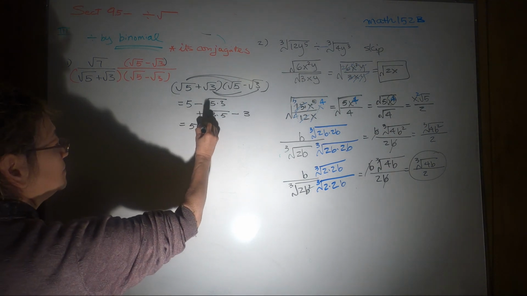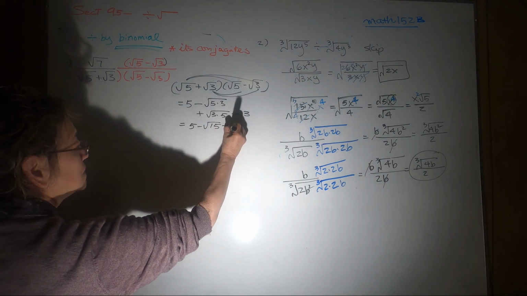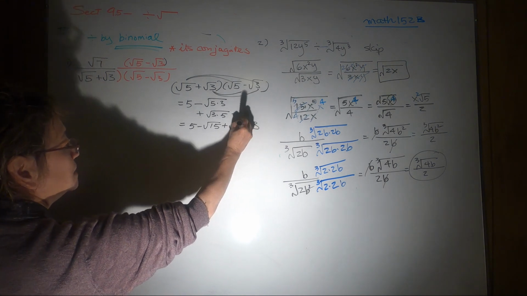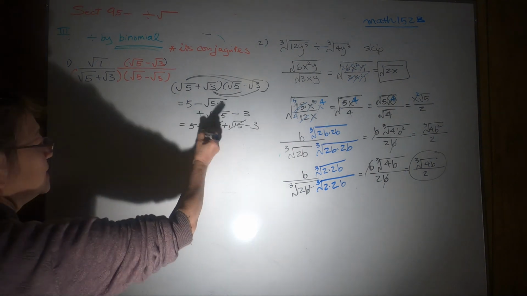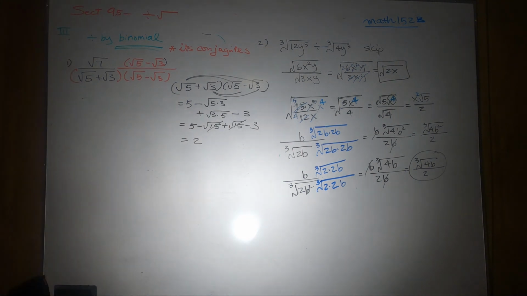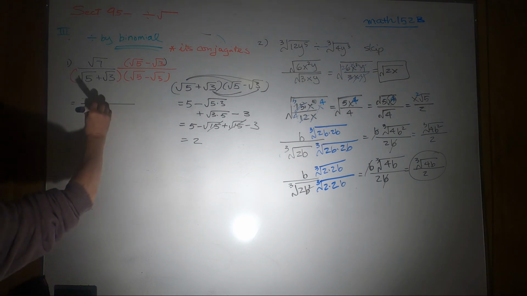It becomes 5 minus square root of 15 plus square root of 15 minus 3. Then positive and negative cancel out. 5 minus 3 is what? 2. Is that right? So we say if the crazy thing multiplies by its conjugate, then the crazy thing will go away. Okay? So just double check too.